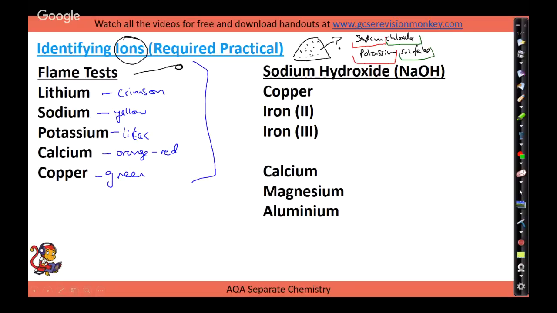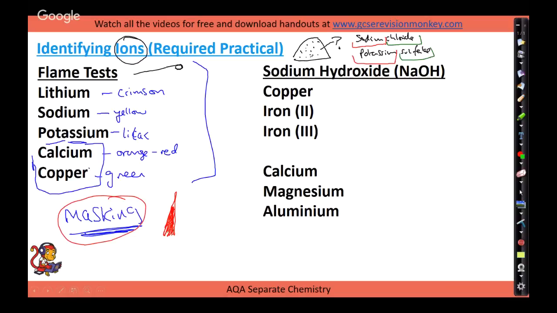That's great, but there's a big problem that I expect them to ask you about, because they often do, and that's about masking. If you try and put a substance into a flame, but there's two things in it, let's say there's calcium and copper, well, you might not be able to see the copper because the green flame may be very light and it may be masked by the dominant red flame in there. So flame tests aren't 100% perfect because of that reason and because of masking.